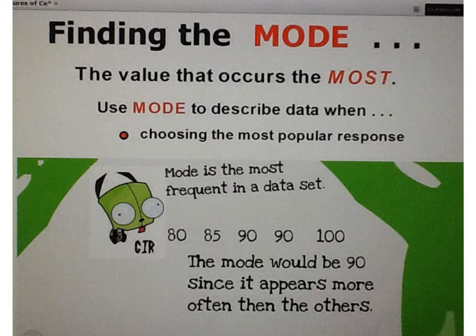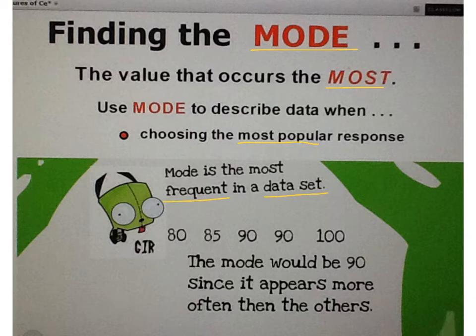The next measure of center is the mode. The mode is the value that occurs the most, and it sounds like most. Mode sounds like most. So use the mode to describe data when choosing the most popular response. So the one that gets the most is the most popular response. Again, the mode is the most frequent in the data set.